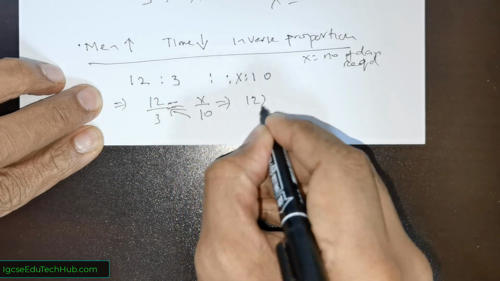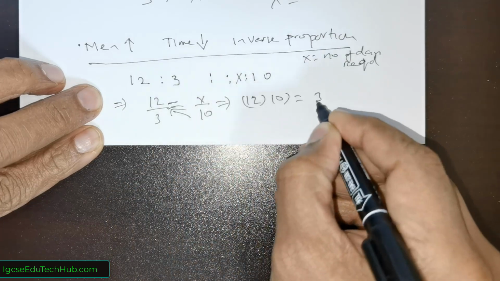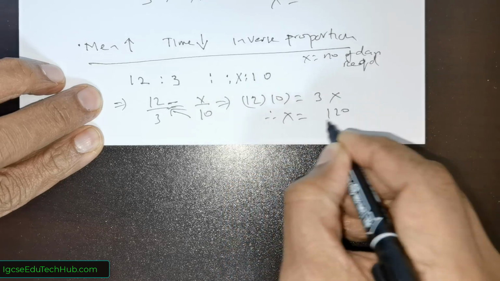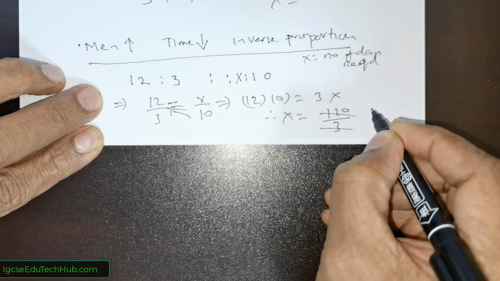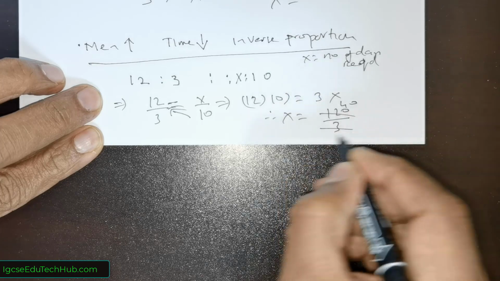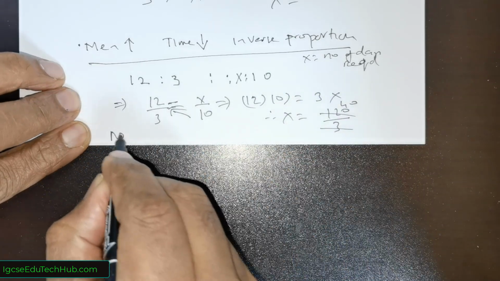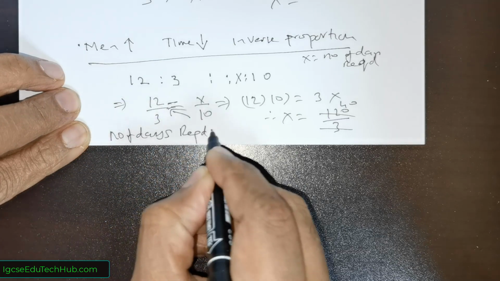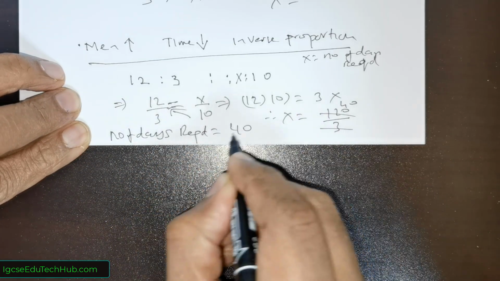This will give you 12 times 10 is equal to 3 times x. So therefore x is equal to 120 divided by 3. 3 divides 12 4 times and you got a 0 there. So number of days required is equal to 40.